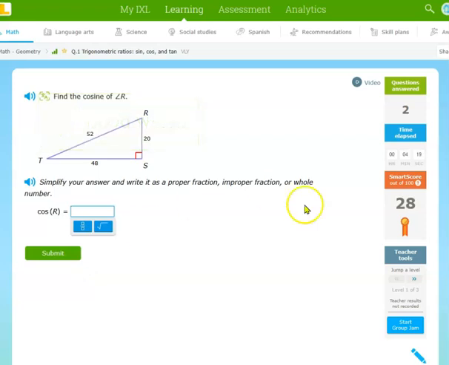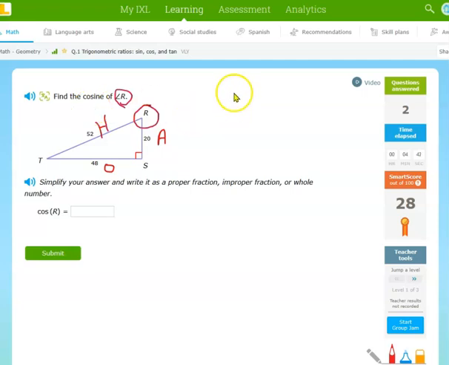Okay, let's keep on going. Find the cosine of R. So let's circle our reference angle in the problem and circle it in the picture. Label the hypotenuse, which is across from the 90-degree angle. Label the opposite side, which is across from the reference angle, and label the adjacent side, which is next to the reference angle. Let's go ahead and write our ratio.